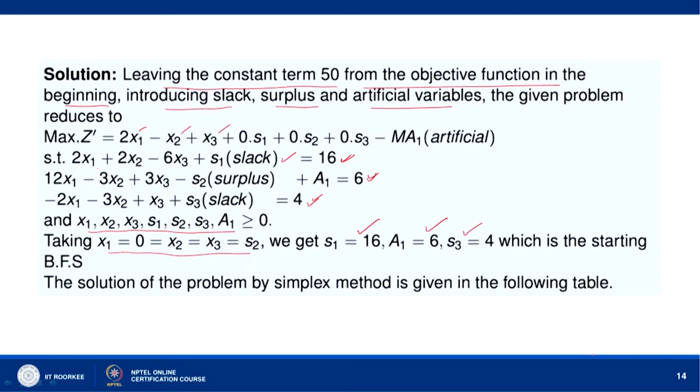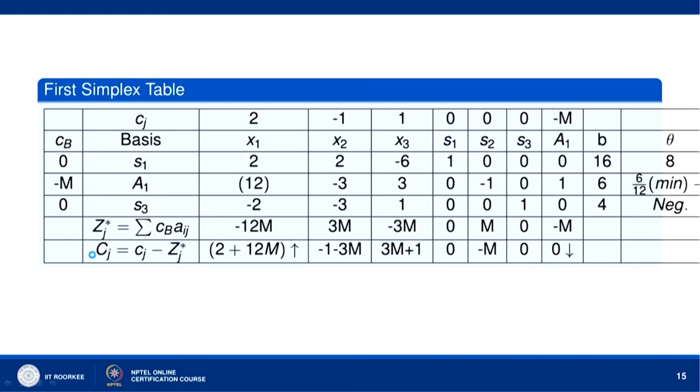So, x1, x2, x3, s1, s2, s3 and a1 are all non negative. So, we get the starting basic feasible solution. The solution of the problem by simplex method is given in the following table.